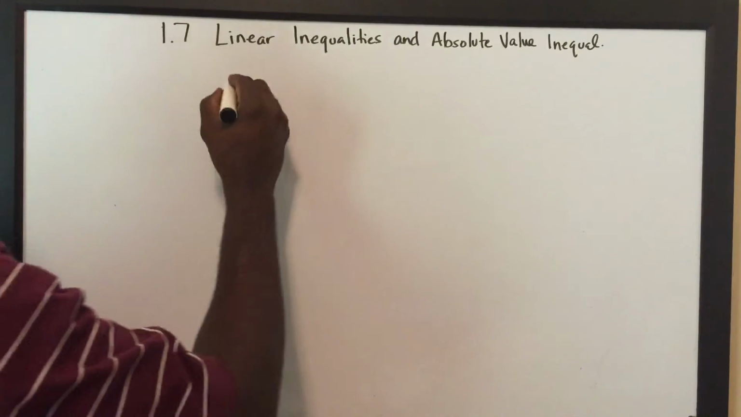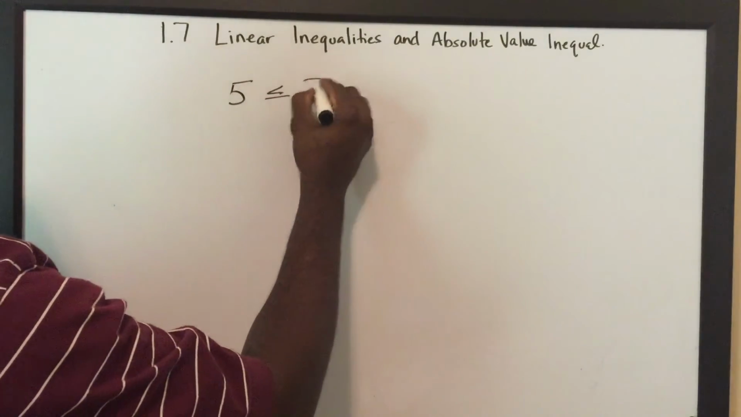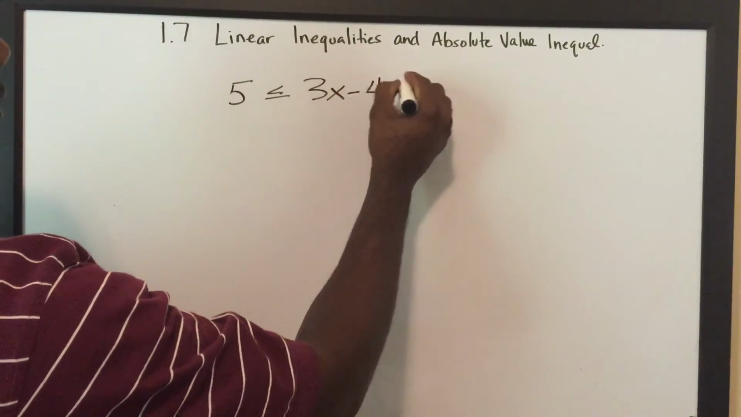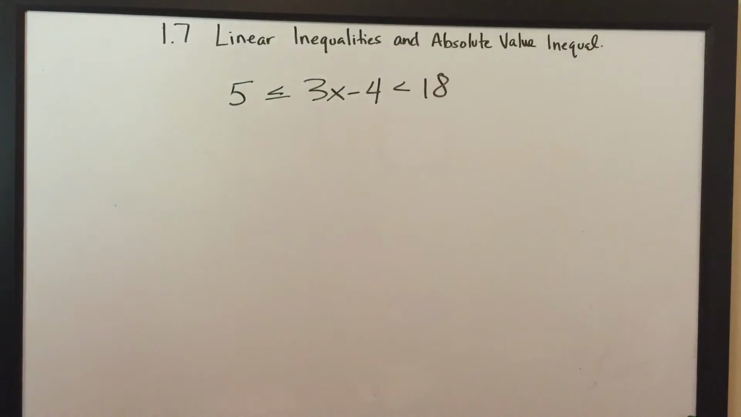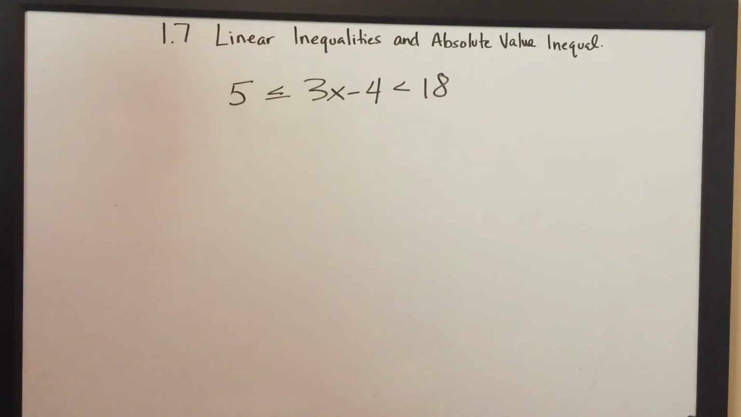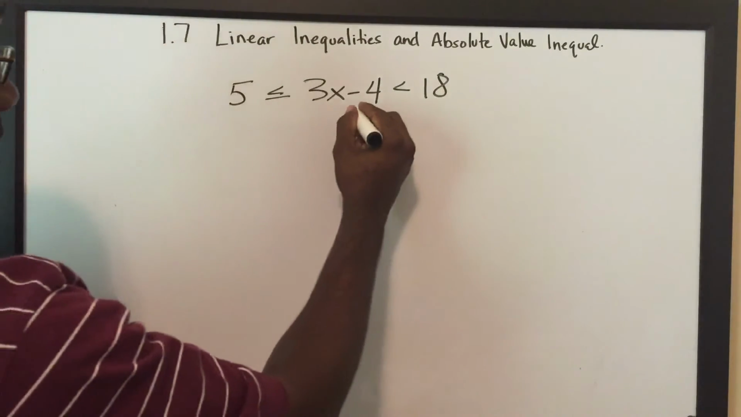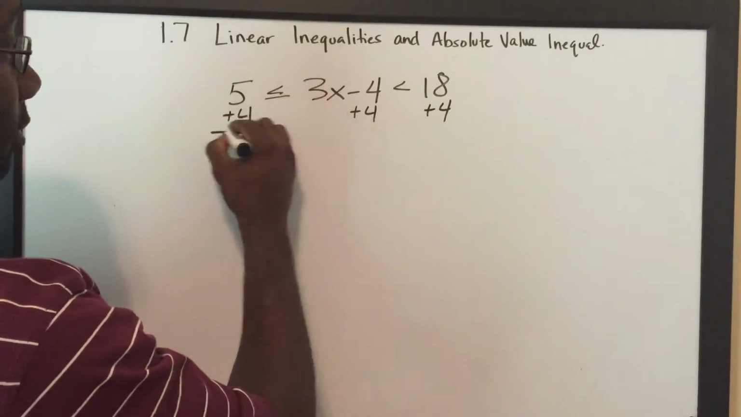All right, 5 less than or equal to 3x minus 4 less than 18. So for a problem like this, you see how it's set up? We have a less than or equal to and a less than. Still, we want to get the x all by itself. The first thing we do here, we add this 4 to this side. We'll add it to this side.